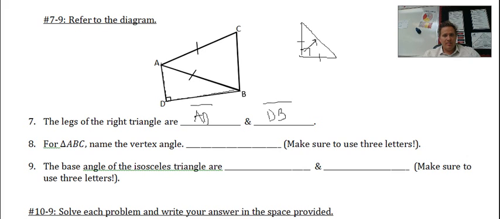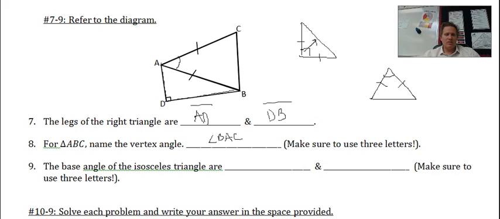For triangle ABC, name the vertex. So again, the vertex in an isosceles triangle is always going to be the angle right here in between the two congruent sides. So here's ABC, an isosceles triangle. The angle in between the two congruent sides is angle A. And again, I can't say just A, because A would mean the full thing. So I'd say angle BAC. So I've got to be careful, BAC, and luckily it told me to use 3 letters.